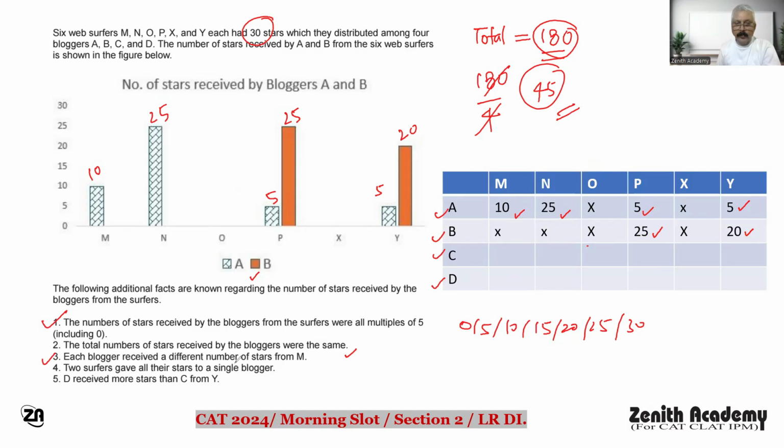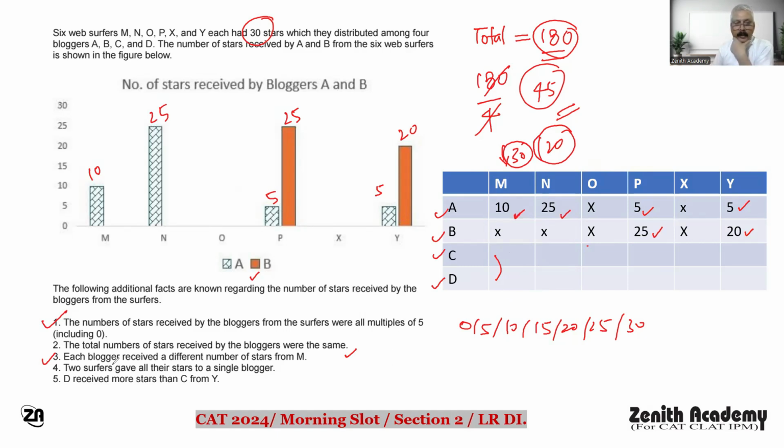Each blogger received a different number of stars from M. The total number of stars with M is 30. Out of 30, 10 are given to A. So the remaining 20 he will distribute between C and D because he's not giving any star to B. So the 20 stars will be distributed between C and D. Okay.